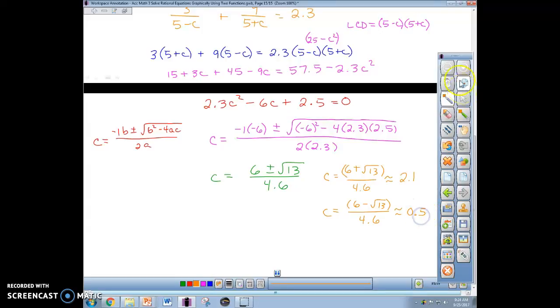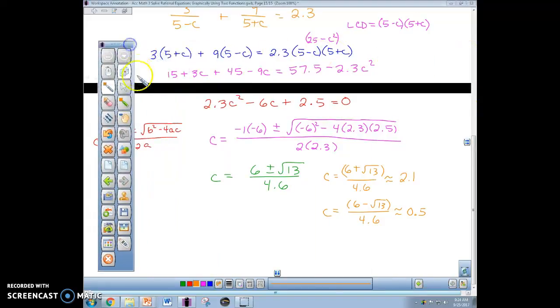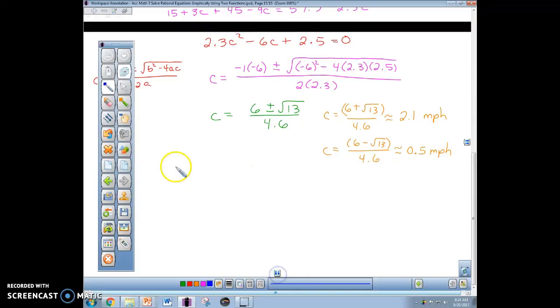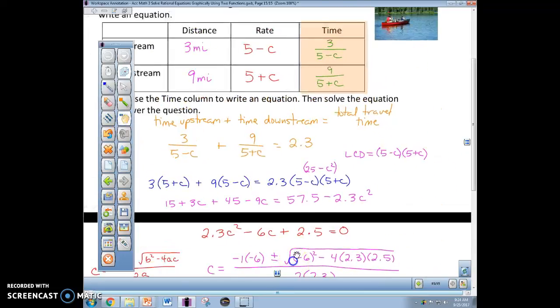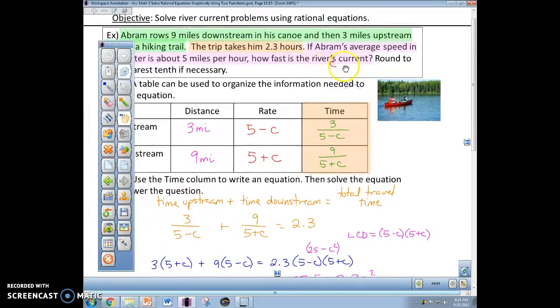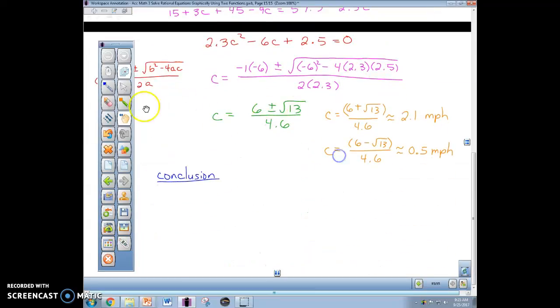In both of these, given the context of c being the river current and neither one of these being an extraneous value, it actually gives us two possible rates for the current, about 2.1 miles per hour and alternately about 0.5 miles per hour. So our conclusion should include both possibilities. So writing that conclusion and looking back for wording purposes, we're looking at how fast is the river's current. So for how fast, we can use the word rate, we can use the word speed here.